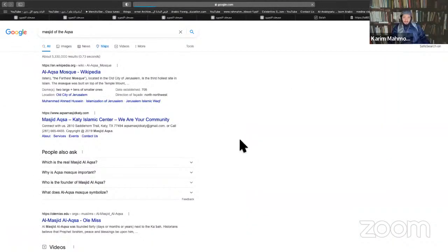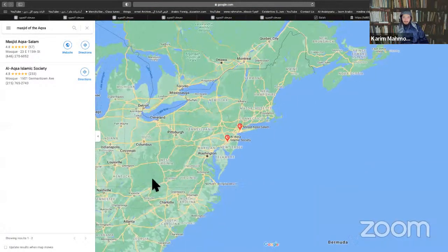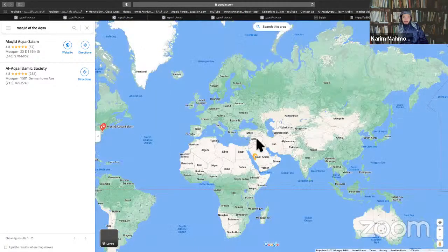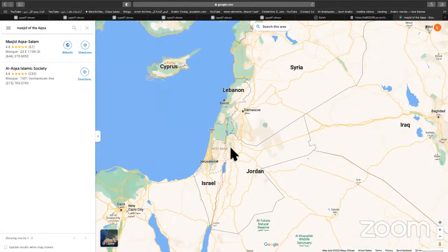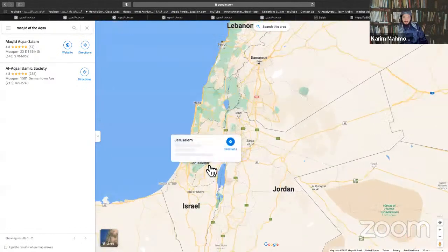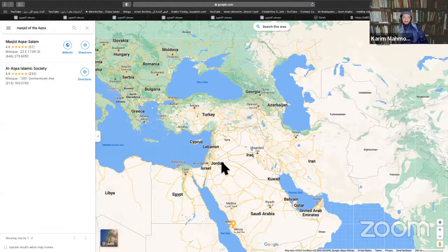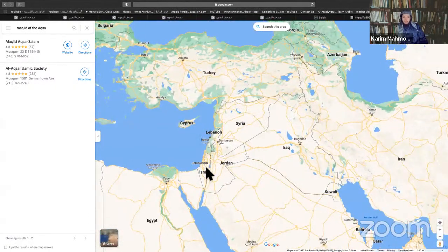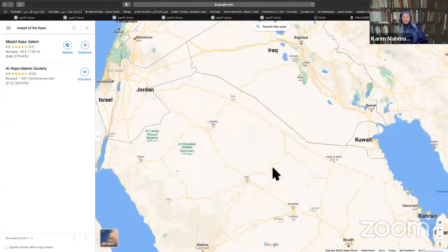Where is the masjid exactly? Is it right over here? Wait, no, not in New York. The masjid is right here in Palestine. Yes, Masjid al-Aqsa is right there in Jerusalem. You see this? That's in the Middle East, of course, in Palestine, right over here. That's Masjid al-Aqsa. That's not in Mecca or Medina.